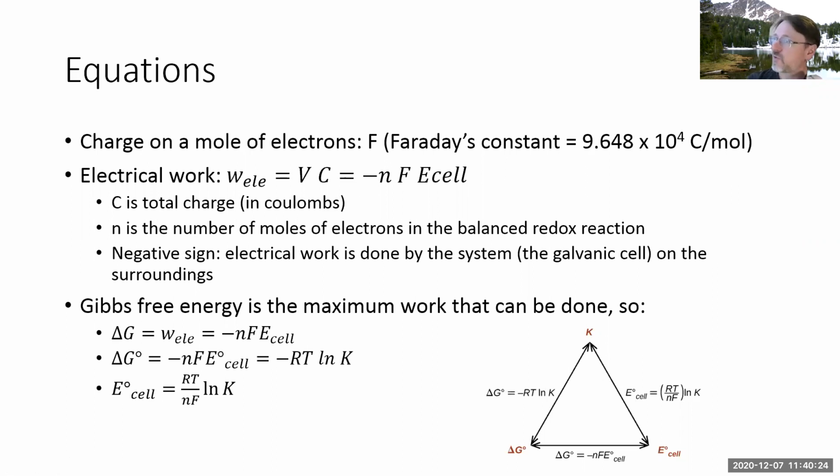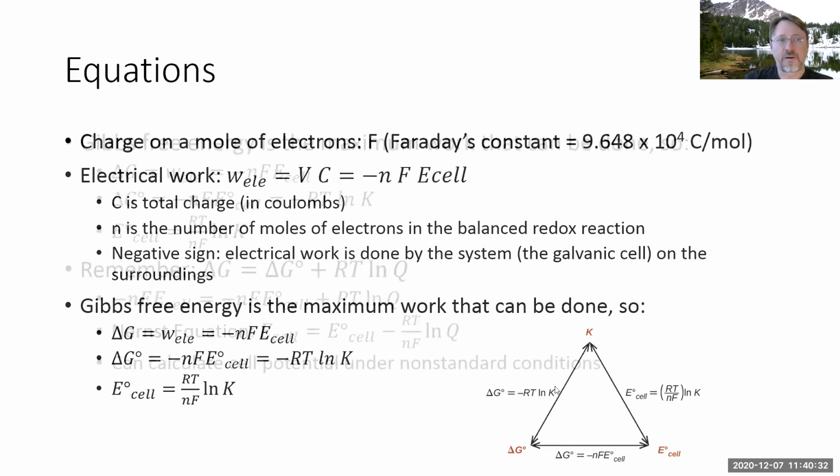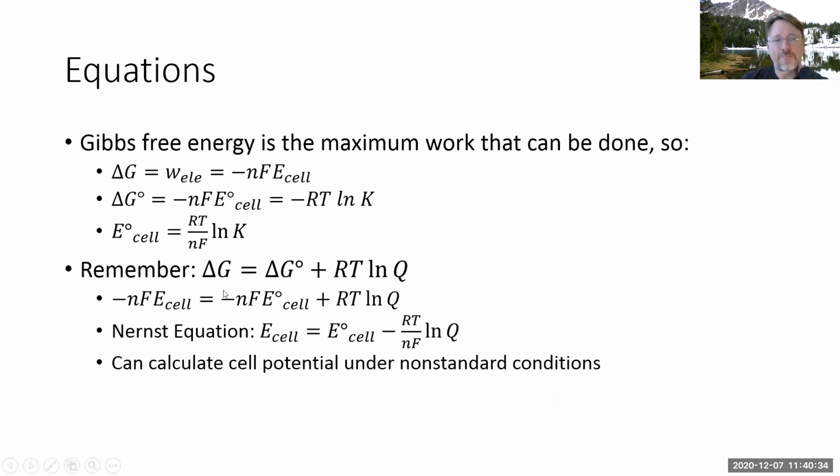How do we move to non-standard conditions? Because we're not always going to have 1 molar of whatever we're dealing with. We're not always going to have 1 atmosphere of whatever gas we're dealing with. So this is just what I had before, moved up. Remember that for delta G, we were able to relate the Gibbs free energy change to the standard Gibbs free energy change by this expression, where we add in RT ln Q, where Q is the reaction quotient.